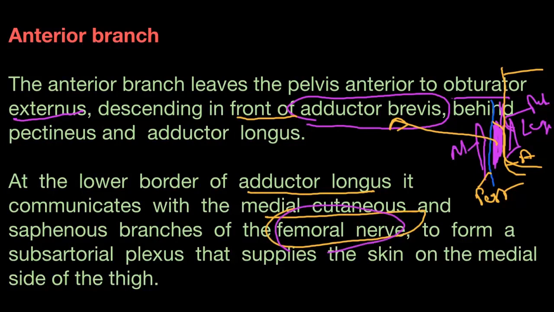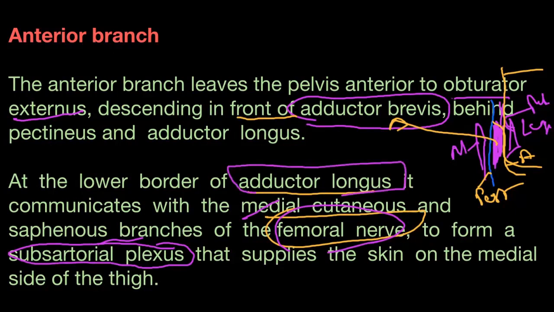Femoral nerve, medial cutaneous nerve of the thigh and saphenous branch of the femoral nerve form a subsartorial plexus at the lower border of the adductor longus, that supplies the skin on the medial side of the thigh. So there is formation of subsartorial plexus by the anterior branch of the obturator nerve with the communication between the medial cutaneous nerve of the femoral nerve and saphenous branch of the femoral nerve at the lower border of the adductor longus, right?